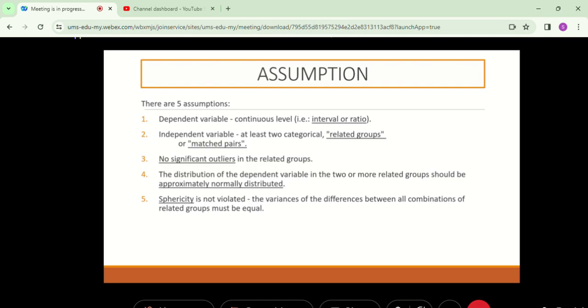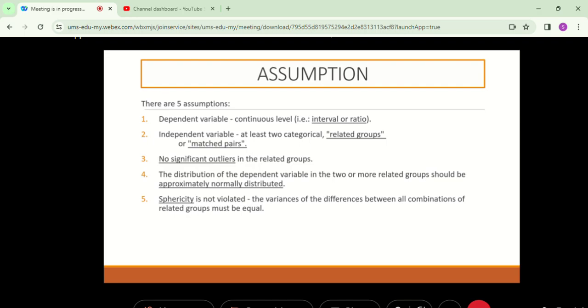And then the second assumption is that the independent variable, which is the categorical variable, represents the related groups or the matched pairs. Meaning that the independent variable is the categories or the levels or the subgroups which refer to the measurement taken from the same subjects or the same participants. The third assumption is there shouldn't be any significant outliers in the related groups. Okay, it means within groups.